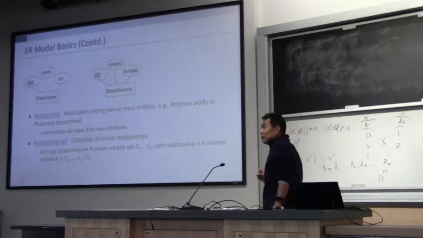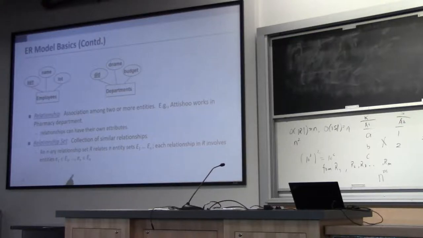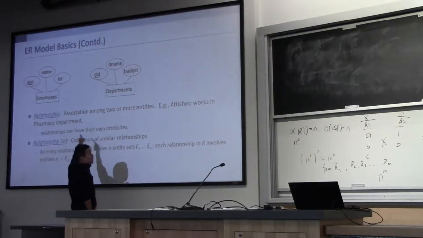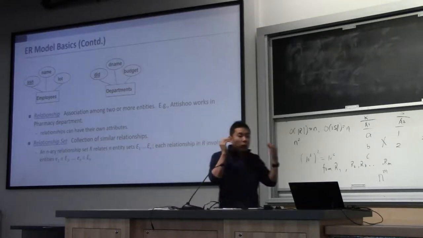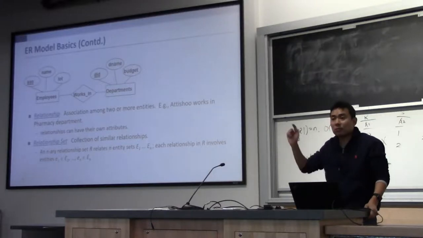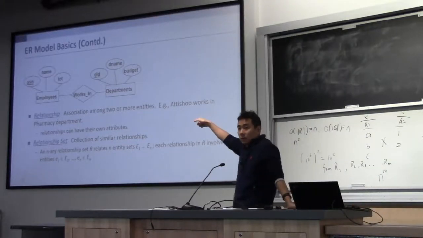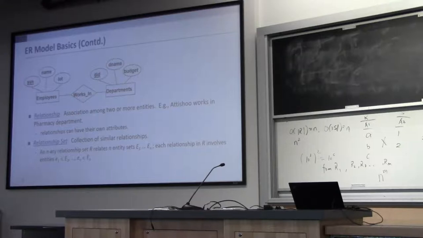So to represent that using a picture, we already know how to represent an entity set, right? Employee, department. So official goes to the employee entity set, pharmacy department goes to the department entity set. Okay? That works in becomes a relationship between the two entity sets, a relationship set. The way we represent a relationship set is to use a diamond shape. Okay? That's a relationship set, remember. That's not a single relationship. It's a relationship set.